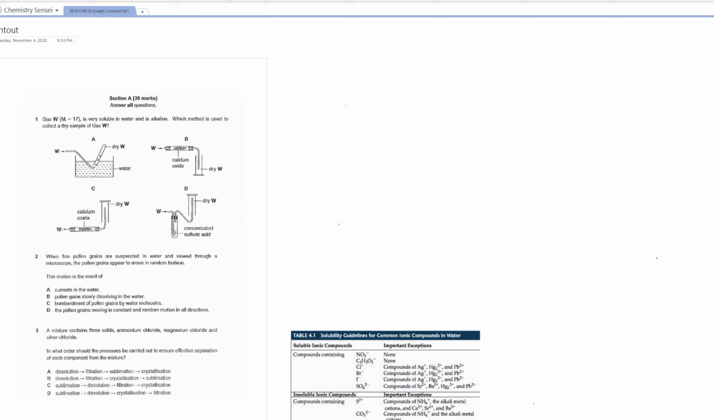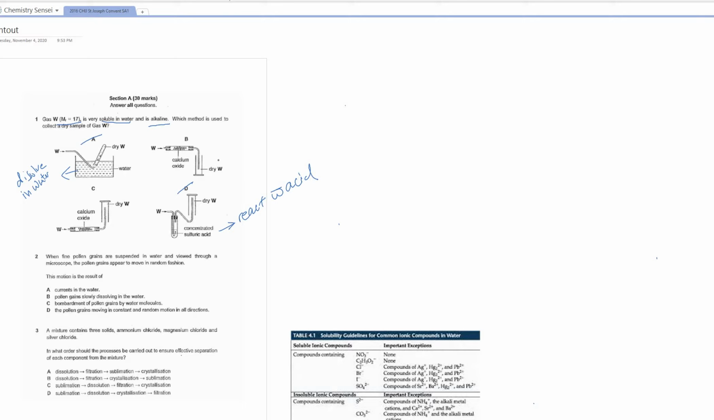Question 1. Gas W has a molecular weight of 17, is very soluble in water, and is alkaline. Straight away, option A is incorrect because gas W will dissolve in water. Similarly, option D is also incorrect as it is alkaline. It will react with acid.